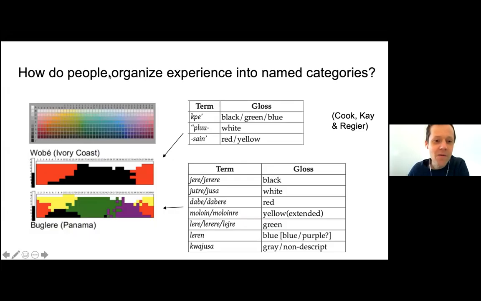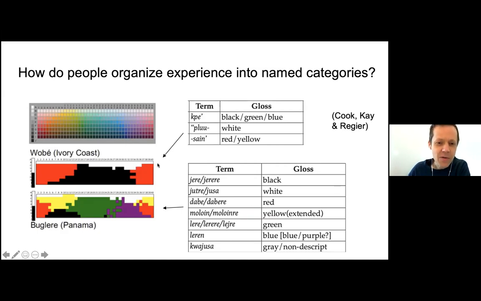So let me talk you through the elements of this slide here. Up at the top left corner, we have this standardized grid of color chips, and different languages around the world carve up this color grid differently into named categories. If we look at Wobe, a language from the Ivory Coast, that language is said to have 3 basic color terms. Here they are in the table, and you've got rough glosses on the right. Roughly speaking, a term for white, a term for dark, and a term in the red yellow region.